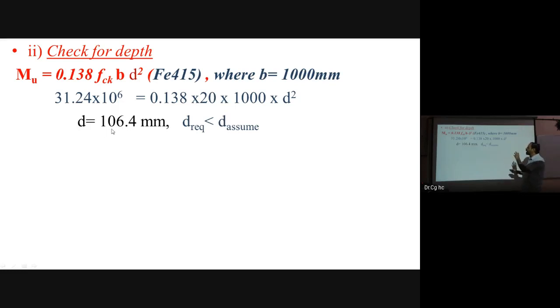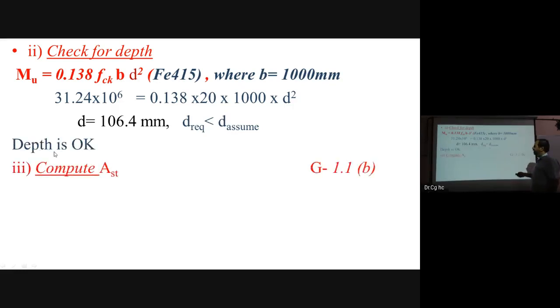Whatever we have assumed and calculated so far in the design, we have assumed 160 millimeter. Isn't it? When we assume 160 millimeter and the required is 106, then our design is safe. Therefore, D required is less than D assumed. What we assumed is more than what is required. Therefore, we are comfortable. The depth is okay, our design is all right.